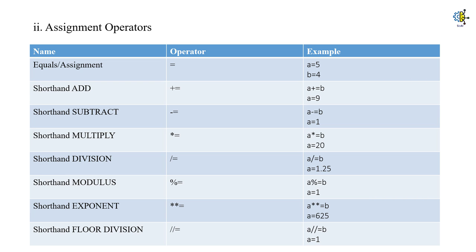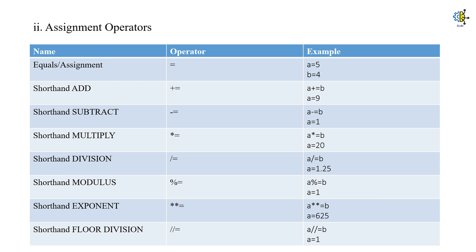As you can see in the shorthand subtract operator, you can use A minus equals B to subtract the value of 4 from 5, and subsequently the value will be stored in the left-hand variable, which is A. So the result of A will be 1. Similarly, shorthand multiply can be used to multiply the two variables A and B, and the result, which is 5 into 4 equals 20, will be stored in the left-hand variable, which is A.